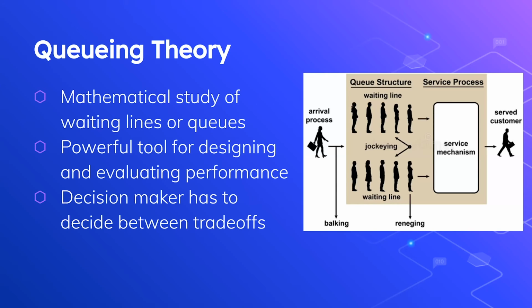Queuing theory is one of the studies that industrial engineers use that is closely related to simulation. It is a mathematical study of waiting lines or queues. It's a powerful tool for designing and evaluating performance, and it's a decision maker has to decide between trade-offs. So queuing theory is the study of the people waiting in line, as you can see at the picture on the right.